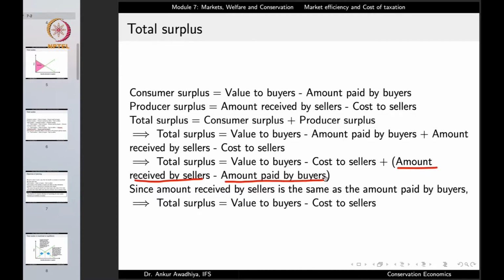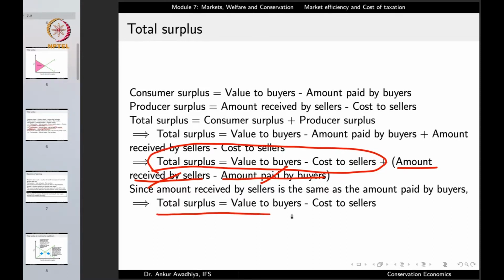So, we are subtracting price from price. The amount received by the sellers is the same as the amount paid by the buyers. So, we can cancel out both of these. We can cancel this and we can cancel this. And so, in that case, the total surplus becomes the value to the buyers minus the cost to the sellers. So this is the total surplus, value to the buyers minus cost to the sellers.